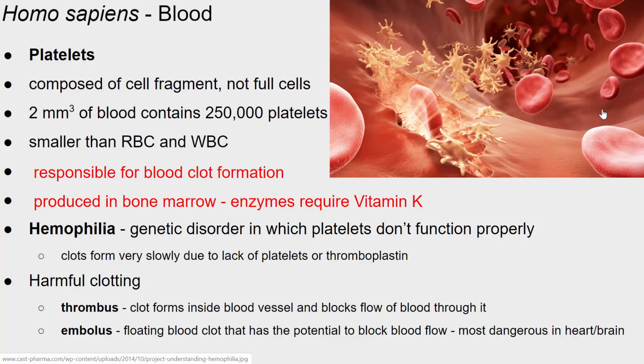Also, sometimes blood clots form in the wrong place at the wrong time. And these are the ones that can cause serious health problems. If a blood clot forms inside of a blood vessel and floats around, it's called an embolus. It can float around through the circulatory system, and then if it gets lodged in an important artery or an important capillary, it can cause a lack of blood flow to that part.